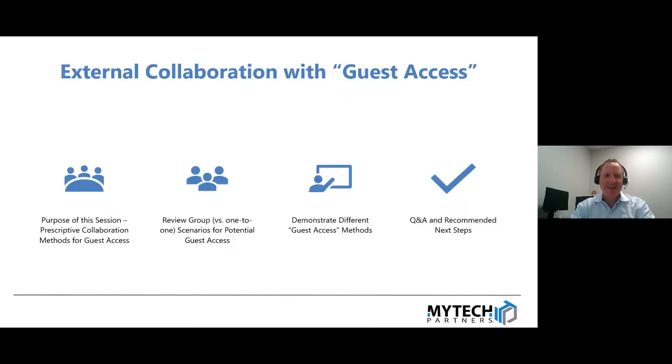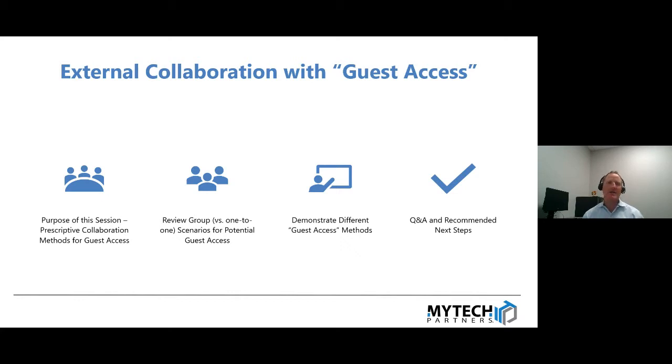So let's move on to what we're going to cover today. So really, we're going to be talking about external collaboration using guest access. There's a lot of external collaboration that can be done using OneDrive, one-on-one collaboration. We're specifically going to be talking about prescriptive collaboration methods for guest access in Teams, so group collaboration. So if you look at the two bullets there, the first couple items there is we're going to review group scenarios for potential guest access.